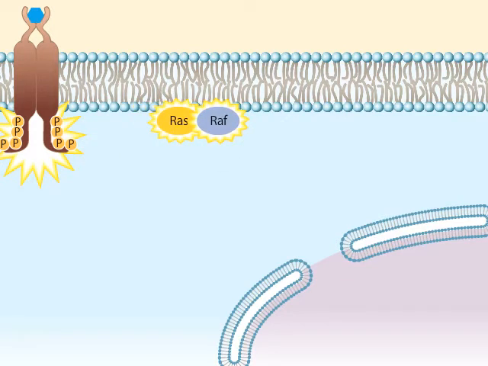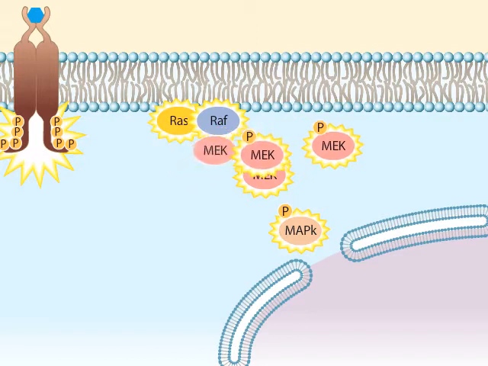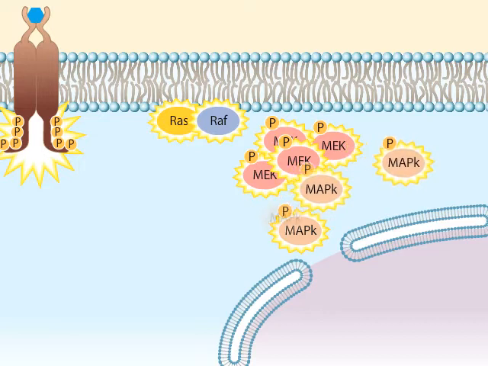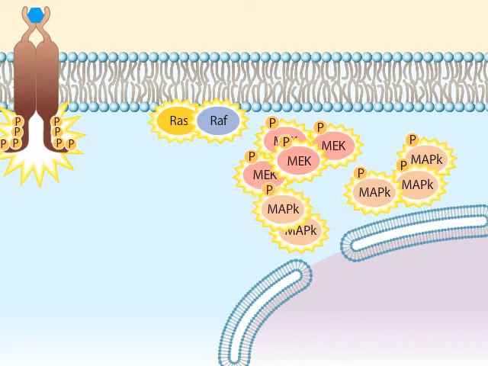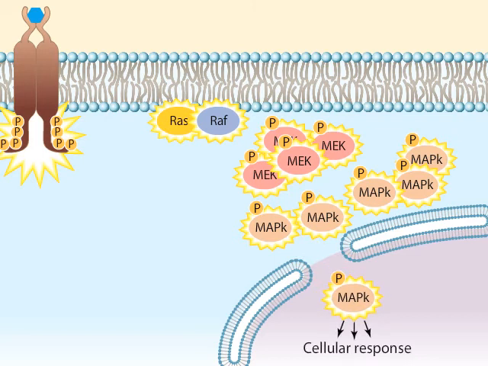RAF is the first in a series of protein kinases that become sequentially activated. The protein kinase cascade continues when RAF phosphorylates and thereby activates MEK. MEK now phosphorylates and activates a protein kinase called MAP kinase. At each step in the cascade of events, the signal is amplified because each newly activated protein kinase is an enzyme that can catalyze the phosphorylation of many target proteins. The phosphorylated form of MAP kinase can enter the nucleus and initiate a cellular response, such as cell division.